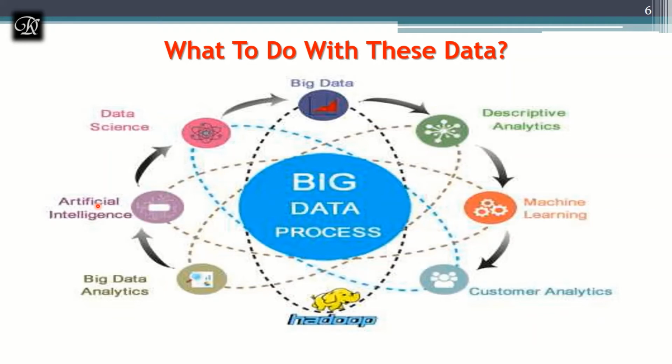We need a mechanism to store it and to provide facilities to run all these varieties of applications. For that, we are going to use Hadoop. There are many other tools also, but Hadoop is the open source tool, which has many advantages, which we will discuss in detail in module 1 and module 2.